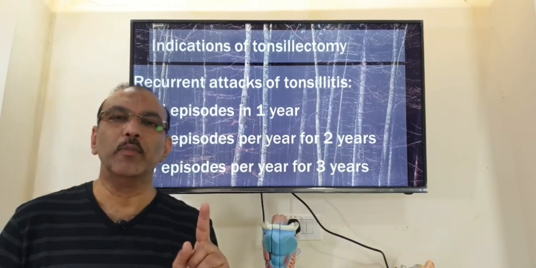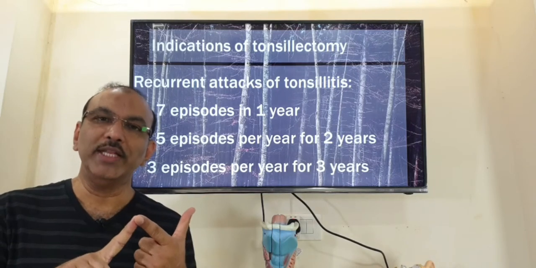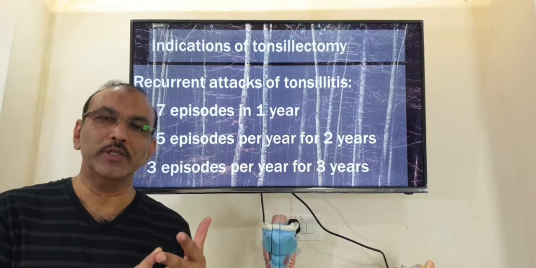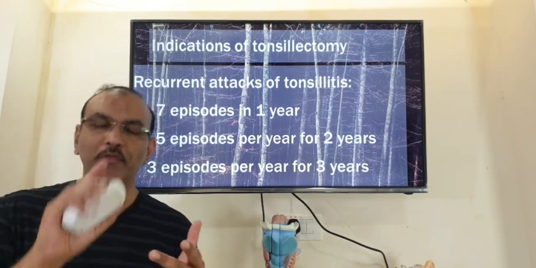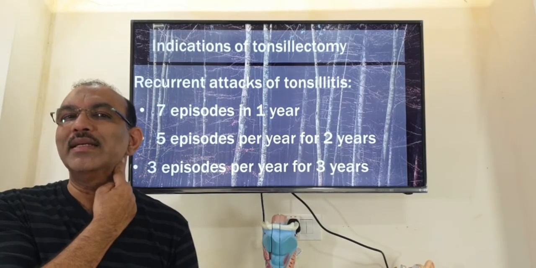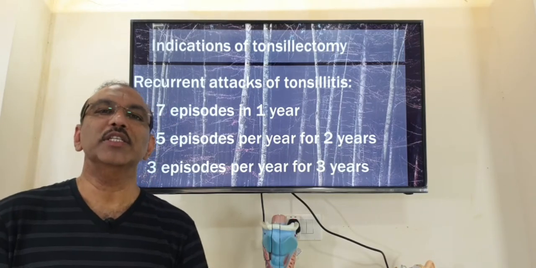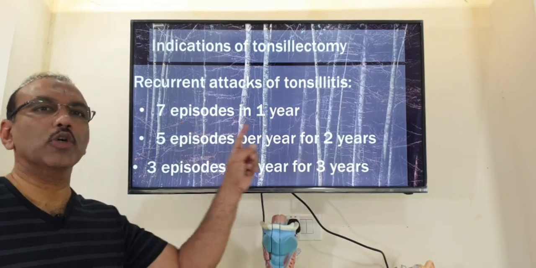One episode means the child has fever and is not able to eat or drink. On examination, the doctor diagnoses tonsillitis because only the tonsils are congested and you see some pus on top of it. Along with that, you have 2 small swellings on either side, here in the angle of the mandible, in the upper part of the neck. So, this is one episode. Like that, the child gets 7 episodes per year.